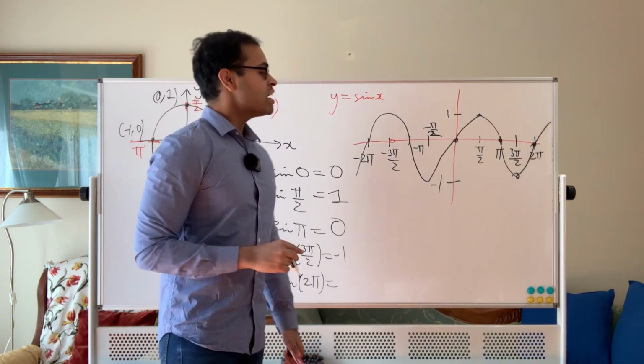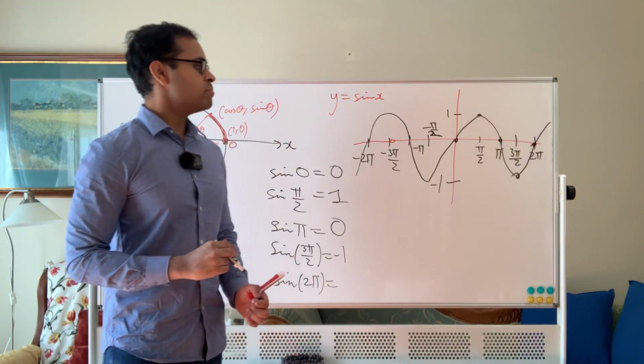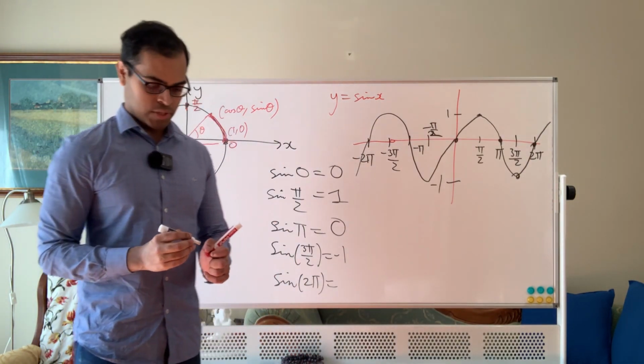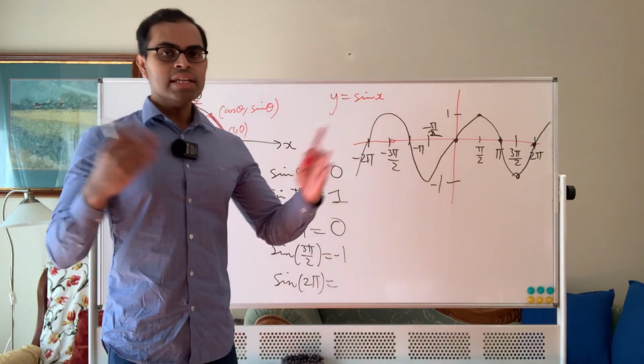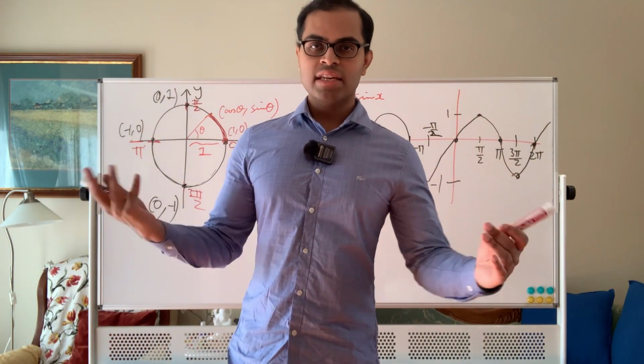It looks like a wave. It comes up a lot in physics, for example, in harmonic motion, simple harmonic motion. But that's going to be the graph of y equals sine x. Now let's do the graph of y equals cosine x and finish off the video.